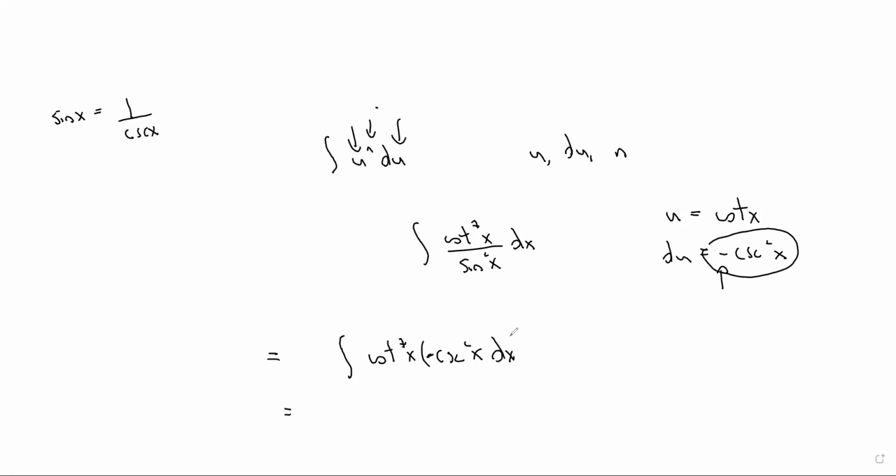Let's put some brackets around here. Put a negative sign here. And then at this point, you could kind of just directly compare it to the formula and deduce what u is, what n is, and then what du is. So I don't want to give away the whole question, but hopefully this helps.